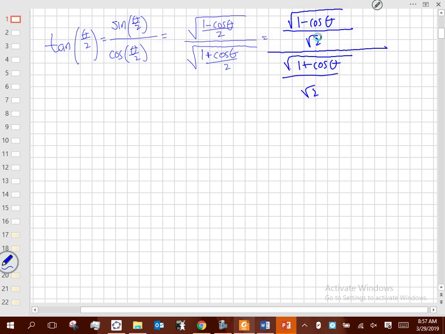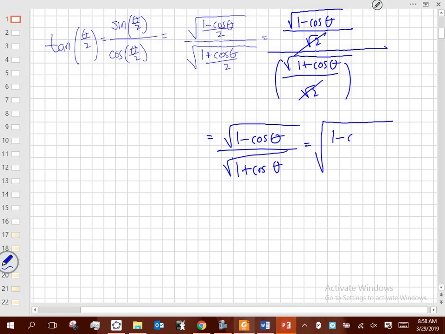So what's going to happen with these root 2's? I have a fraction divided by a fraction. I'm going to multiply by the reciprocal, right? And ultimately when the denominators are both the same, those just wipe out, and you're left with the square root of 1 minus cosine theta over 1 plus cosine theta. Is that okay? Now, we know that to be the same thing as this: 1 minus cosine theta over 1 plus cosine theta. Is that all right?